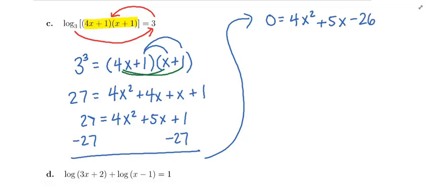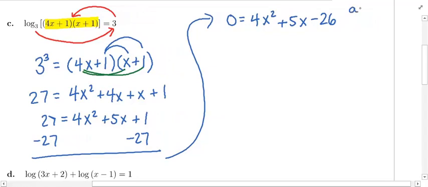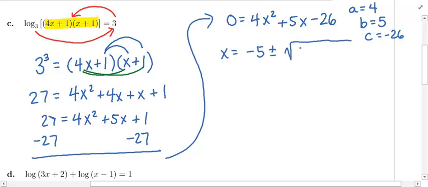All right, so we can either factor the non-zero side or we can apply the quadratic formula here. This one might take a few minutes to factor. You have to play around with it. So I'm just going to go ahead and use the quadratic formula. A is the number in front of x squared, so it's 4. B is the number in front of x, so it's 5. C is the constant, so it's negative 26. To get x, I need to do negative b plus or minus the square root of b squared minus 4 times a times c all over 2a.